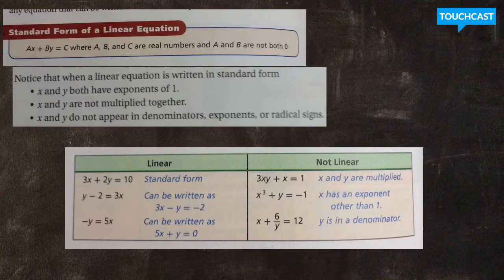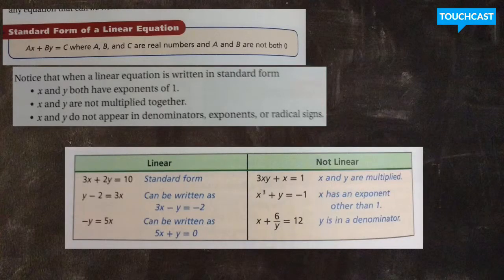So in this table we have some examples of linear and nonlinear equations. We have an equation written as 3 times x plus 2 times y is equal to 10. That's in standard form, the form a times x plus b times y is equal to c. A, b, and c are real numbers. 3, 2, and 10 are all real numbers. And a and b are not 0. 3 and 2 are not 0.